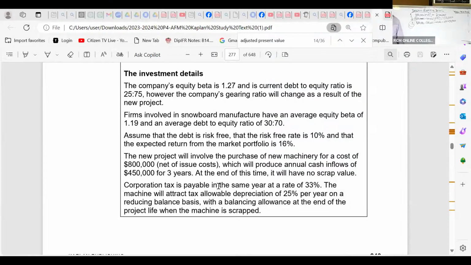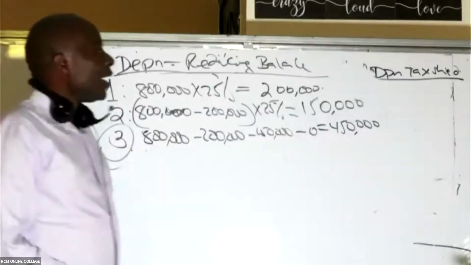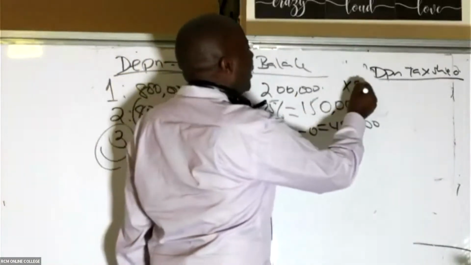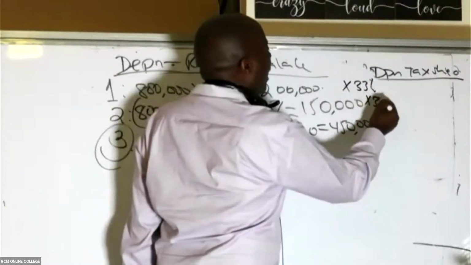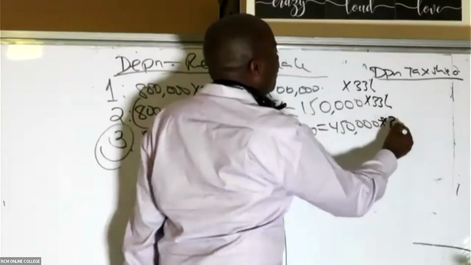Where is the information about corporation tax? Corporation tax is payable in the same year at the rate of 33%. So in this case, the tax is being paid the same year, so times 33%.